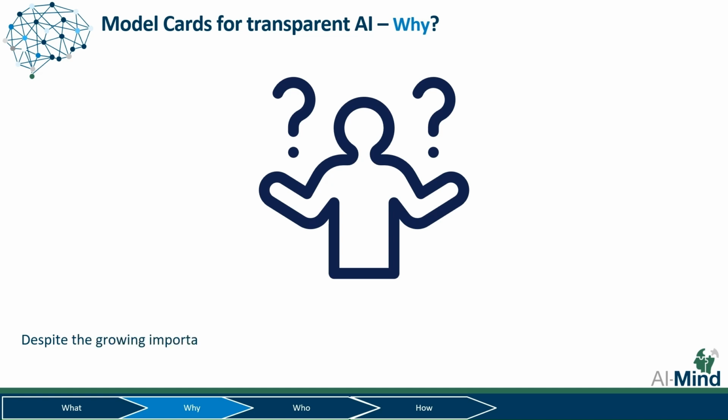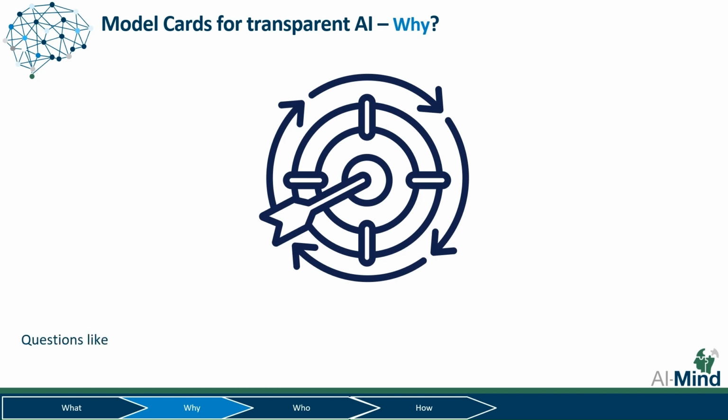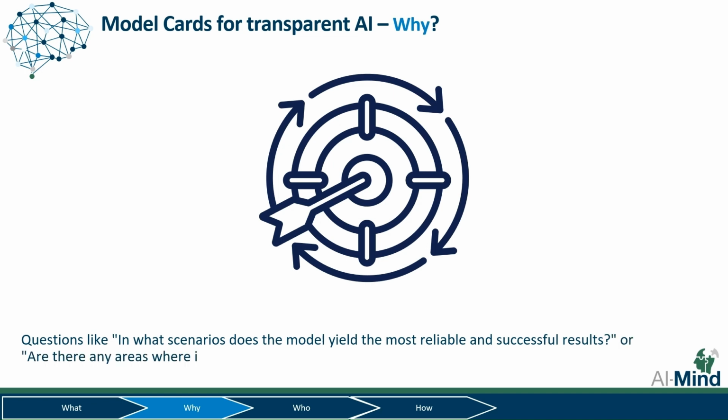Despite the growing importance of AI systems, many people lack an understanding of how they operate, and models are often deployed without a clear insight into their functionality. Questions like, in what scenarios does the model yield the most reliable and successful results? Or, are there any areas where it may not be as effective, need to be answered.